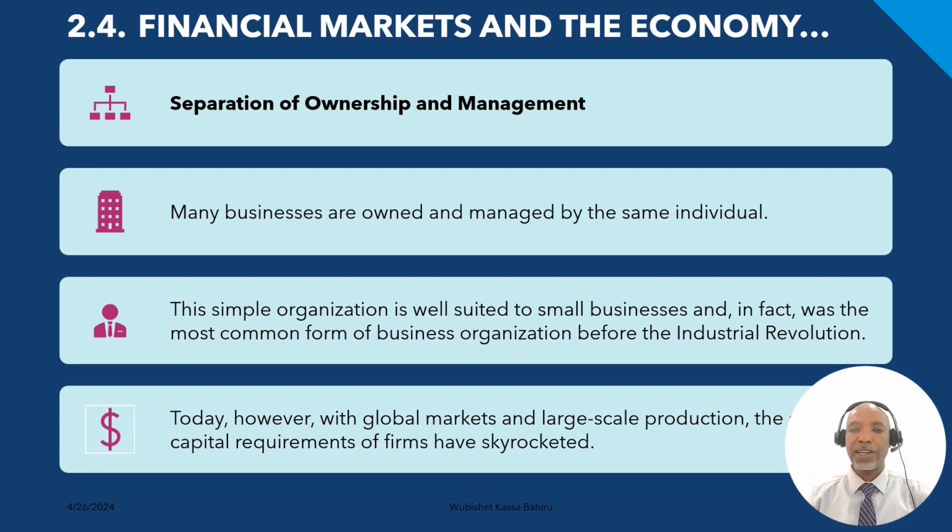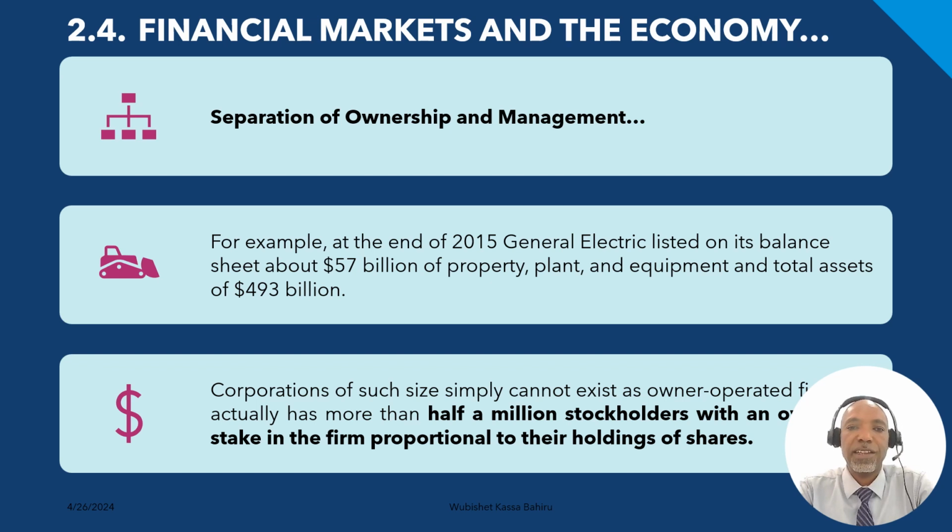Today, with the global market and large-scale production, the capital requirements of the firm have skyrocketed. There is a need for very huge amounts of capital. It cannot be managed by a single individual. For example, at the end of 2050, General Electric listed on its balance sheet about 57 billion of property, plant and equipment, and total assets of about 493 billion. Imagine, this is a huge amount of money. It cannot be managed by a single individual or the owners. So corporations of such size simply cannot exist as owner-operated firms.